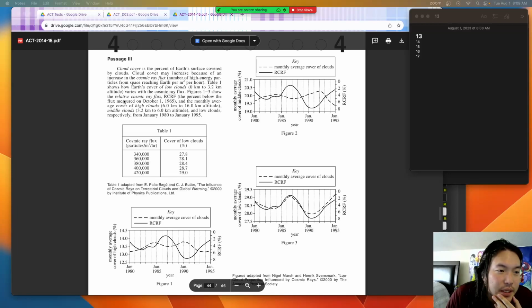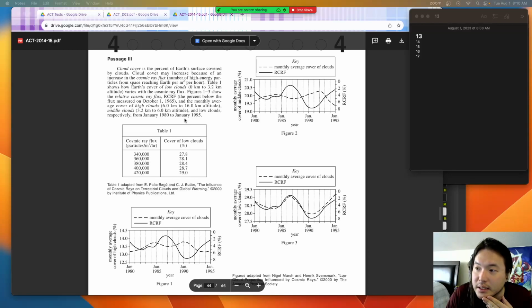Figures 1 through 3 show the relative cosmic ray flux, RCRF, the percentage below the flux measured on October 1st, 1965, and the monthly average cover of high clouds, 6 kilometers to 16 kilometers of altitude, middle clouds, 3.2 kilometers to 6 kilometers of altitude, and low clouds, respectively, from January 1980 to January 1995.